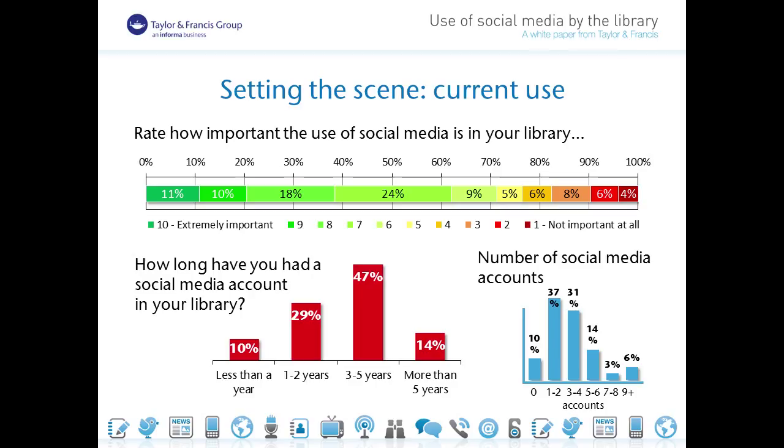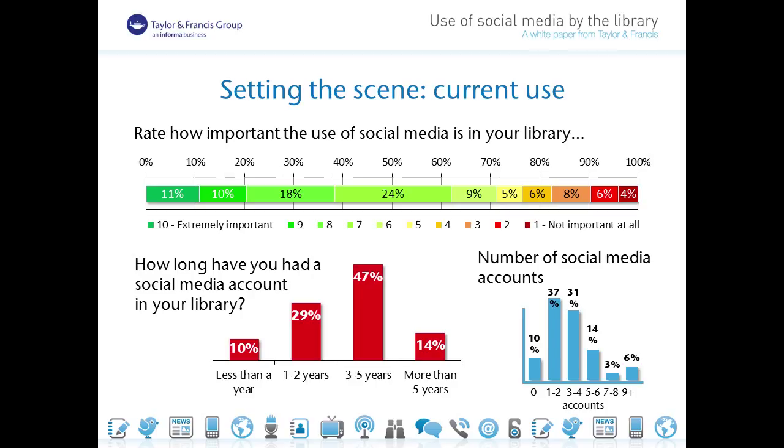So we asked librarians how important the use of social media was in their library, and we asked them to rate that on a scale of 1 to 10, which is represented in the bar chart here at the top. So in the very dark green on the left-hand side, you can see that about 1 in every 10 librarians said that it was rating as 10 out of 10, extremely important to them. And then there were another 10% who said it was 9 out of 10, which is represented in the slightly lighter green on the next bar along.